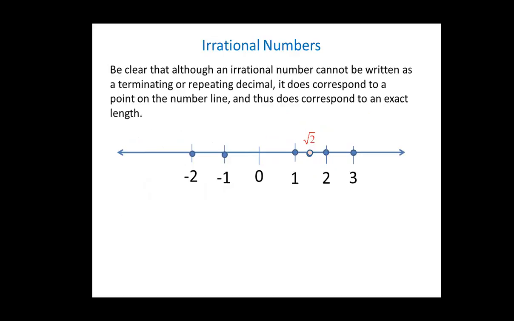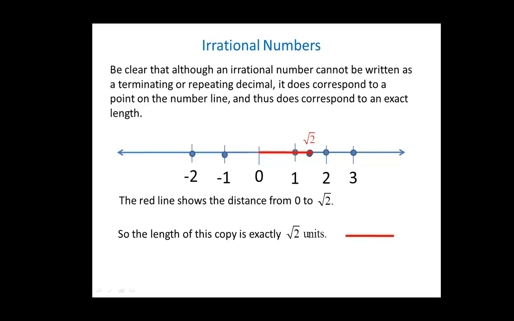Now be clear that even though it cannot be written as a terminating or repeating decimal, it does correspond to a point on the number line. So it corresponds to an exact length. In this case, that red line is giving me the distance from 0 to the square root of 2. And if I copy over that red line, the length of this red line is exactly the square root of 2 units. Now I'm going by the basis that from 0 to 1 is 1 unit. So from 0 to the square root of 2 is the square root of 2 units.